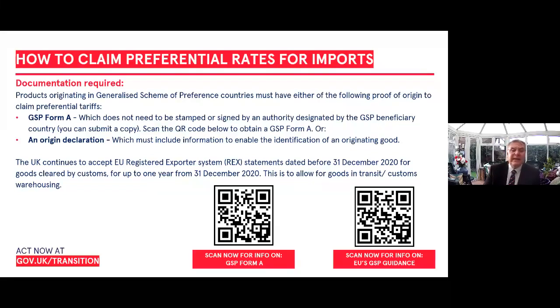The UK continues to accept EU REX statements dated before the 31st of December 2020 for goods cleared by customs for up to 1 year from the 31st of December 2020. This is to allow for goods in transit or customs warehousing. You can obtain a GSP Form A from the gov.uk website or by scanning the QR code on screen now. Further information can also be found on the EU's GSP guidance page by scanning the QR code provided on screen.